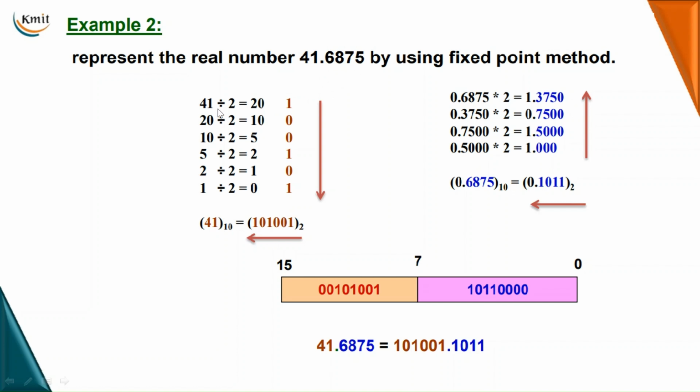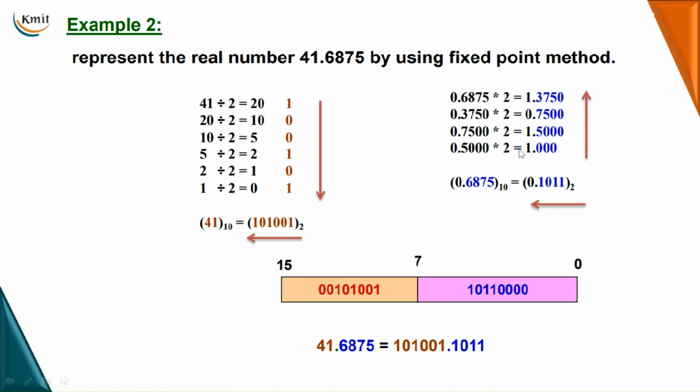When this number has to be represented in the fixed point method, we call this the integer part and this the fractional part. First we take the integer part of the number, divide it by 2 and convert it into the equivalent binary representation. So 41, we know how to convert a decimal number into a binary form. Similarly, we have also seen how to convert a fractional part into a binary form. So 0.6875 has to be converted into a binary form. This is how, we multiply it by 2.